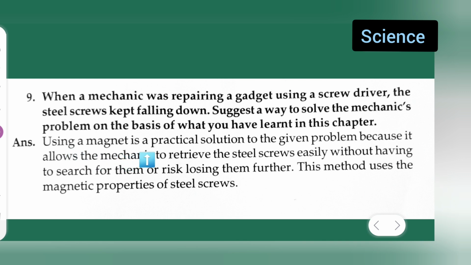Using a magnet is a practical solution to the given problem because it allows the mechanic to retrieve the steel screws easily without having to search for them or risk losing them further. This method uses the magnetic properties of steel screws. So I hope you all have understood why a magnet is required.